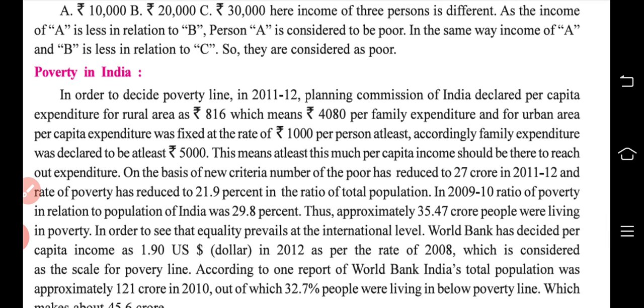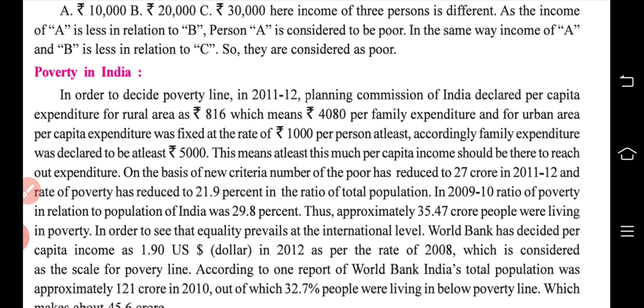In order to decide the poverty line in 2011-12, the Planning Commission of India declared per capita expenditure for rural areas as rupees 816, which means rupees 4080 per family expenditure, and for urban areas, per capita expenditure was fixed at the rate of rupees 1000 per person. Accordingly, family expenditure was declared to be at least rupees 5000. We have already discussed that one family means 5 members.